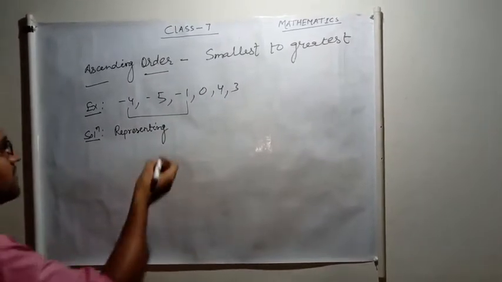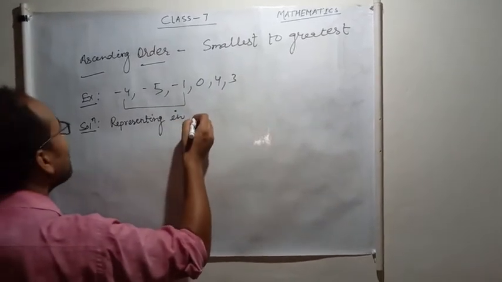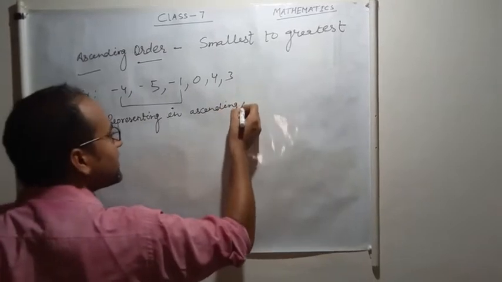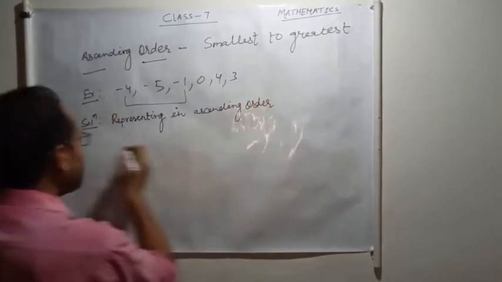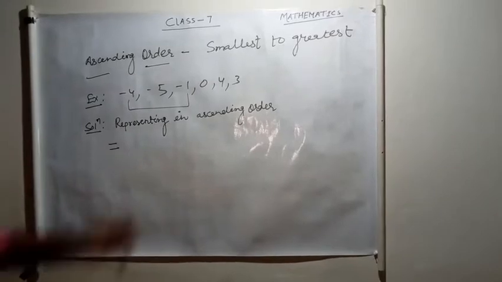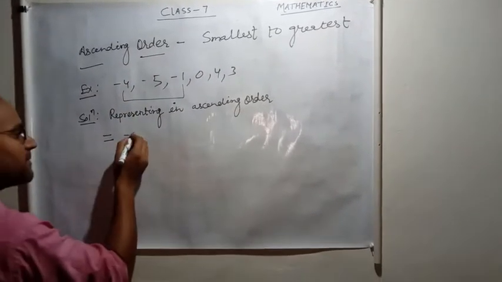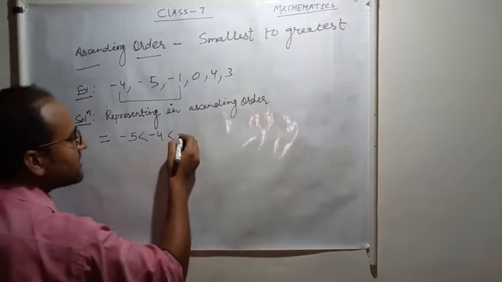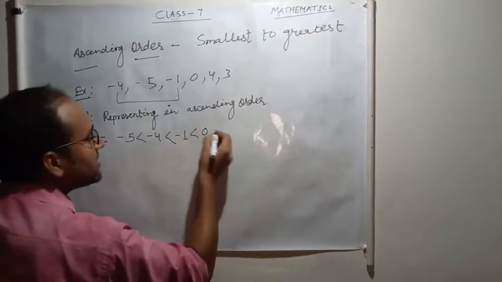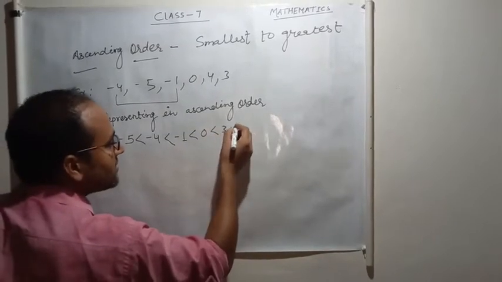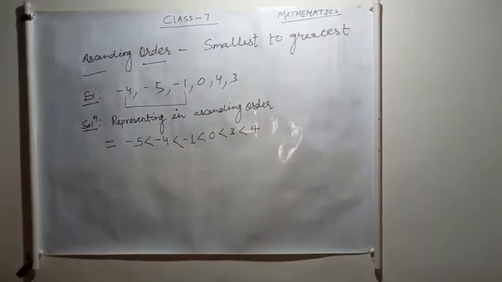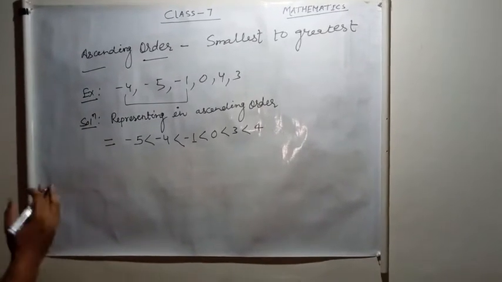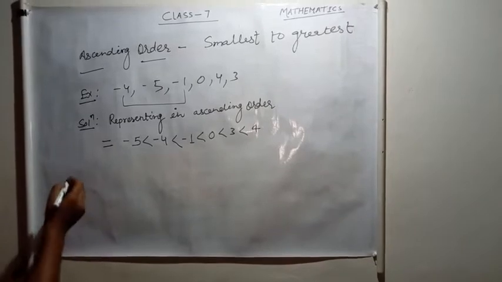Representing in ascending order, smallest to greatest: -5 is less than -4, -4 is less than -1, -1 is less than 0, 0 is less than 3, 3 is less than 4. So it is very easy, students, to represent in ascending order.